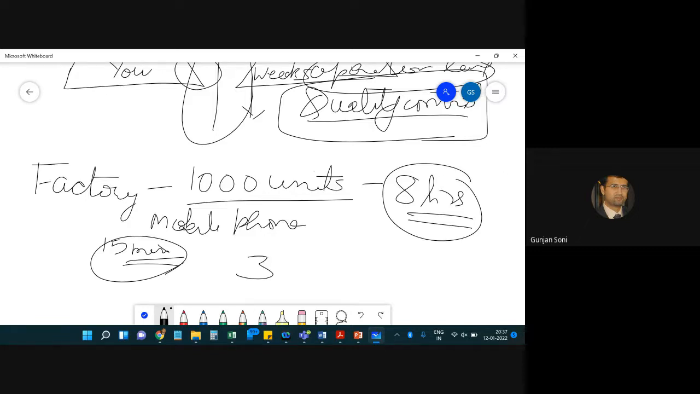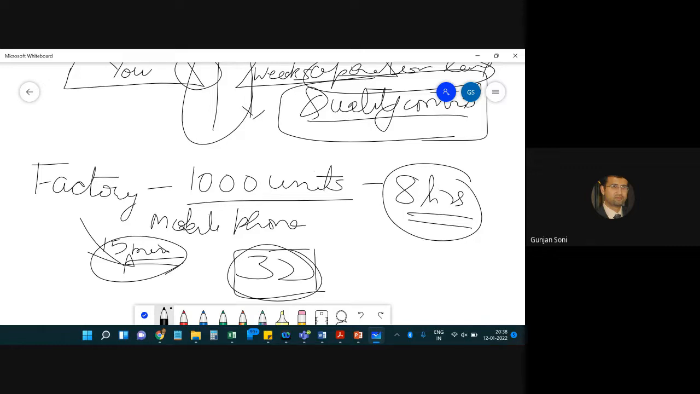Approximately 32 people will be required just to check whether the mobile phones being shipped out are right or not, which is very human intensive work, right? And these people, you'll have to pay a good amount of money. Okay. Do you think that 15 minutes is an overestimate to check a mobile phone? Give your opinion.